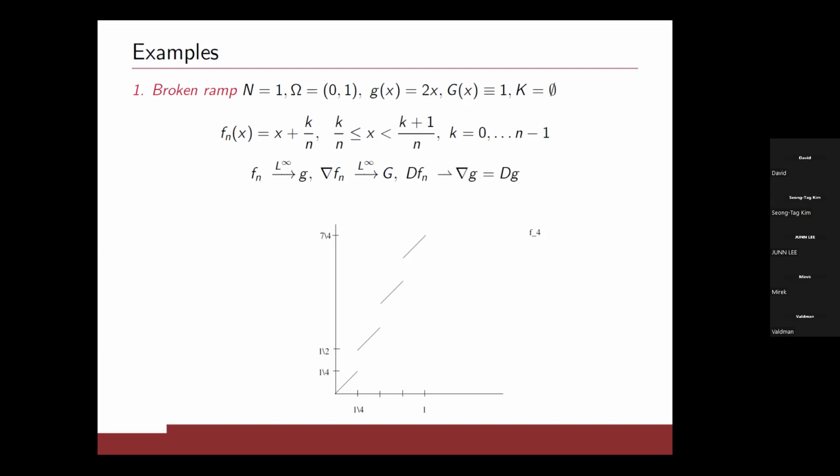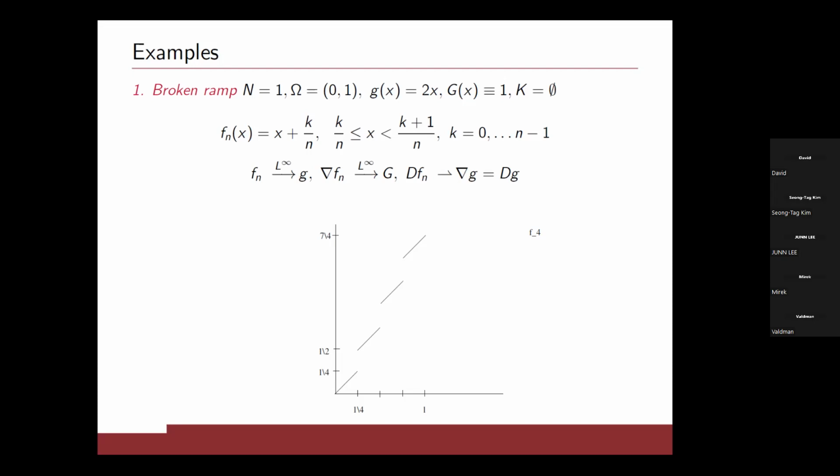So both these fields, capital G and little g, are achieved, in the previous sense, as limits of simple deformations, which are these fields Fn. Clearly, Fn is defined as x plus k over n, as you can see from the picture. So it is really easy to see that Fn uniformly converges to this little field little g, and the absolutely continuous part of the derivative of Fn goes to capital G.